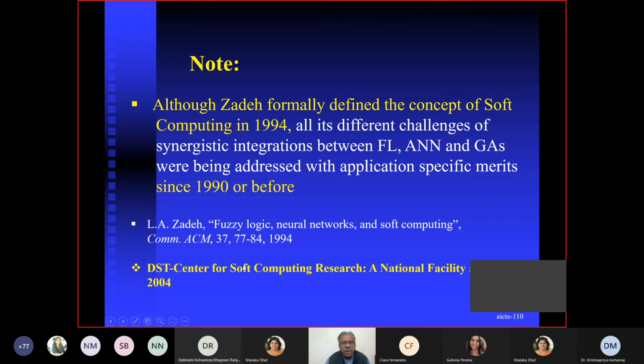The Government of India established the Center for Soft Computing Research, a national facility at ISI, in 2004 under my leadership. This was under the IFA scheme, innovative intensification of research in high priority areas. That is a very prestigious scheme of the Department of Science and Technology, under which they establish a center around a distinguished scientist who has already established research credentials in this area.